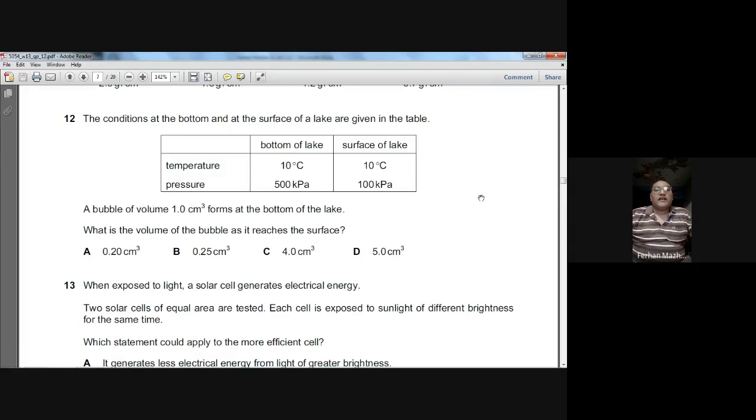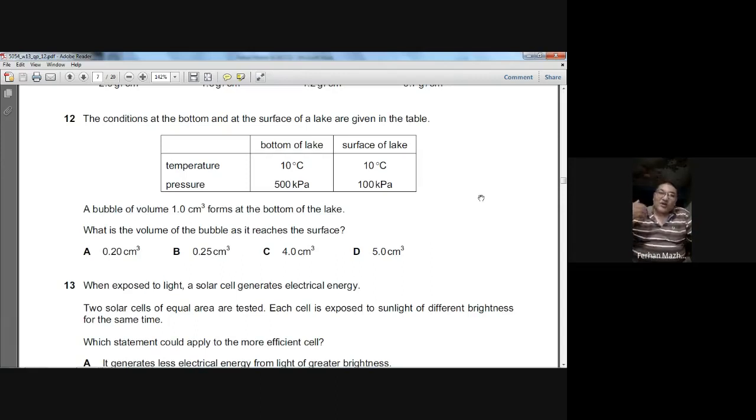You know the bubble which is formed in the lake. Inside the bubble we have air, and when that bubble is at the bottom of the lake and when it comes to the surface of the lake, its volume changes, and the pressure of the air inside that bubble changes. The volume and the pressure of that air inside the bubble change between the bottom of the lake and the surface of the lake. And you know the temperature is not changing.